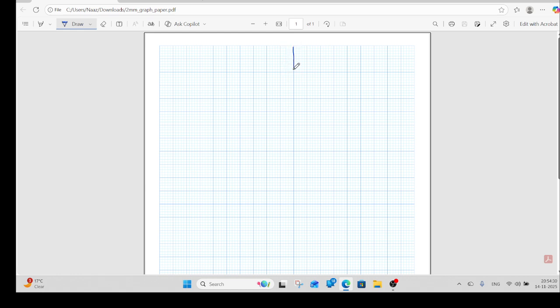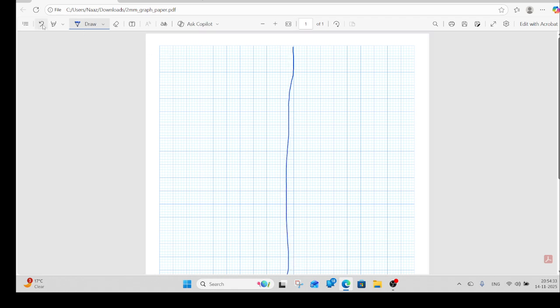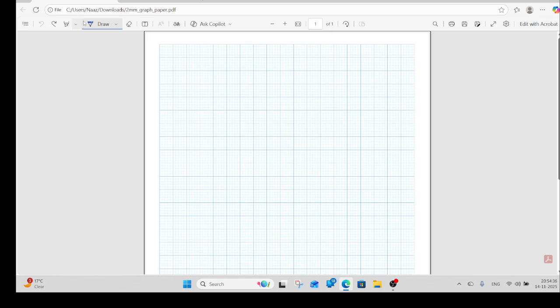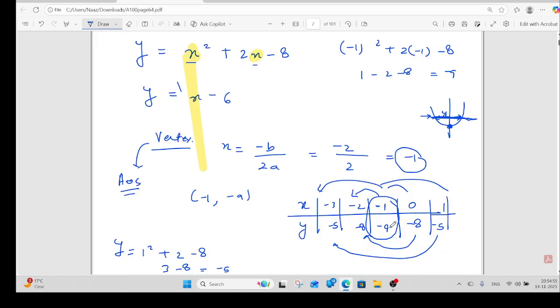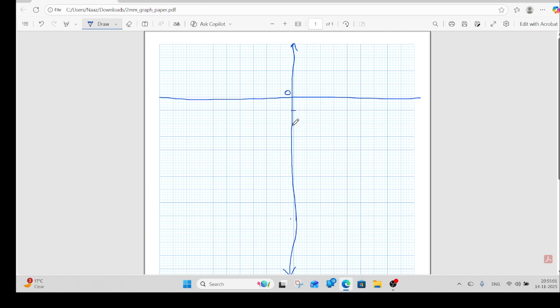So I'm going to draw my graph. Actually, I should plot it better. Because most of my values are negative, I'm keeping this area. This is my 0, 0, and I need to go down to negative 9. So okay, let's say 1, 2, 3, 4, 5, 6, 7, 8, 9. So this is my negative 9, and then x is negative 1. So this is my negative 1.